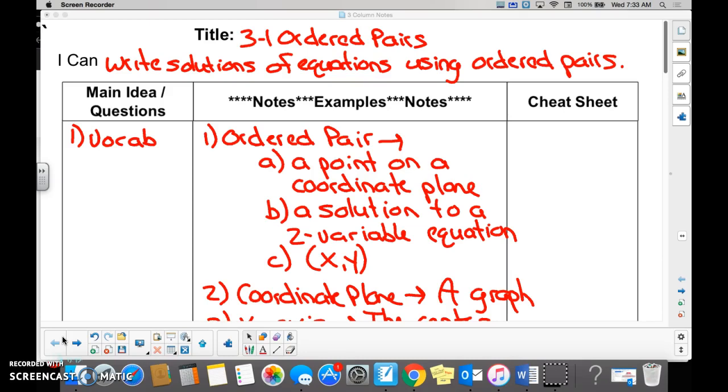These will not be on the test, so the test that we have on Monday on chapter 2 will not include these notes or these skills. So we're just getting a head start on it since we're not testing until Monday.